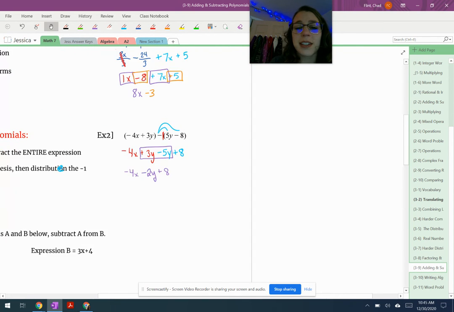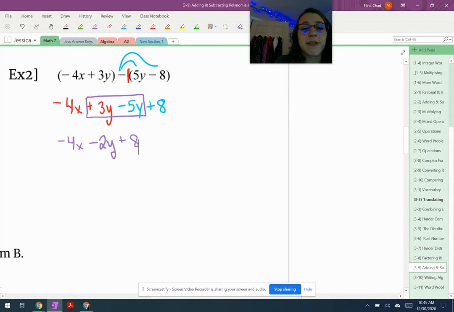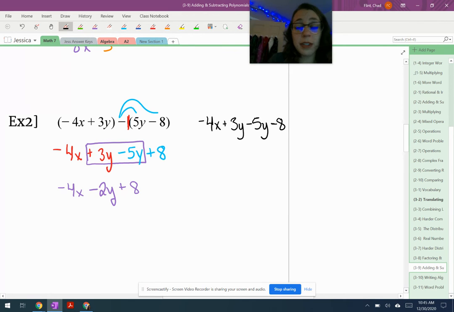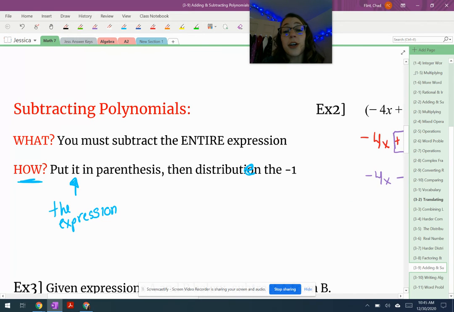I'm going to take a second here and show you why this is different if that wasn't in parentheses. If that wasn't in parentheses, it would be 4x plus 3y minus 5y minus 8. And so while they're very, very similar, they're not the same, because in the first one, when you're subtracting, like we said here, you need to subtract the entire expression, all terms, right?